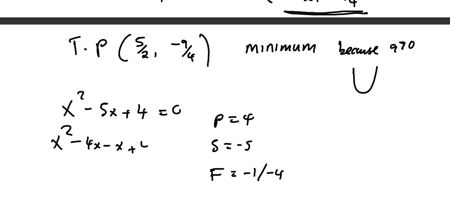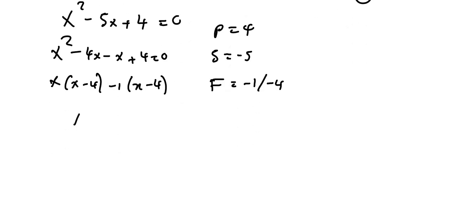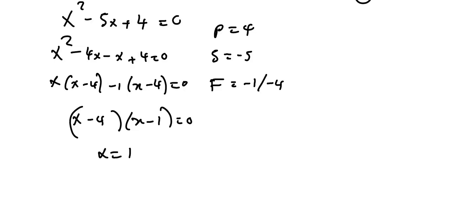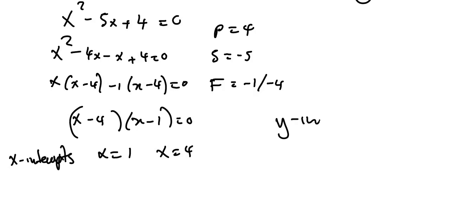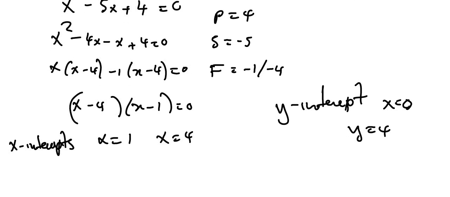x² − 4x − x + 4 = 0. You have x(x − 4) − 1(x − 4). This is going to give us (x − 4)(x − 1), meaning we have two answers: x = 1 and x = 4. These are called the x-intercepts, the answers you get. Then the y-intercept is just the constant in the question. When x is equal to 0, we get y is 4. The c is always going to be the y-intercept.